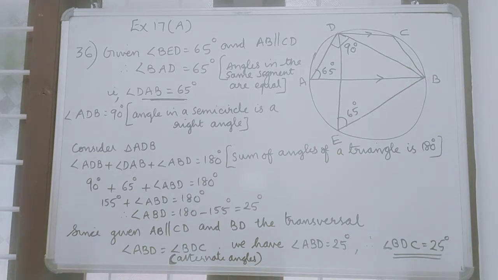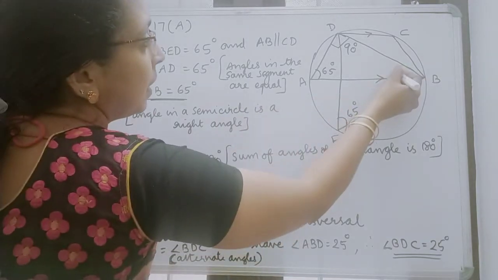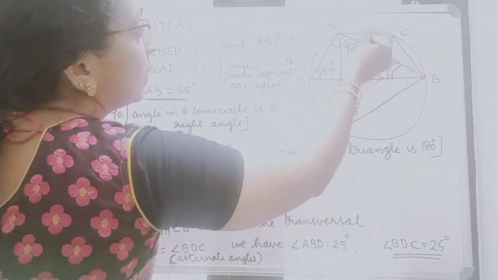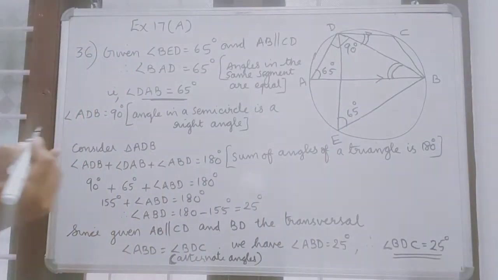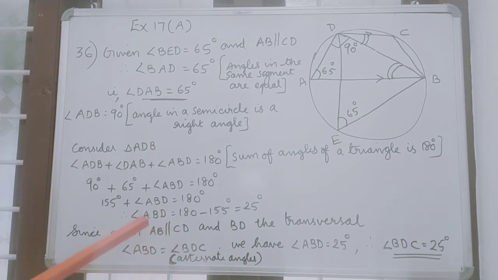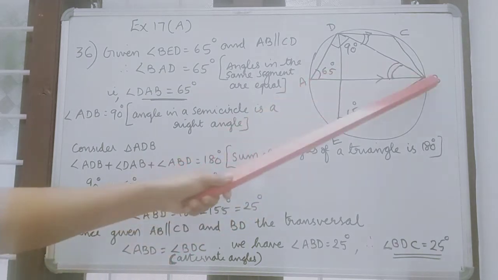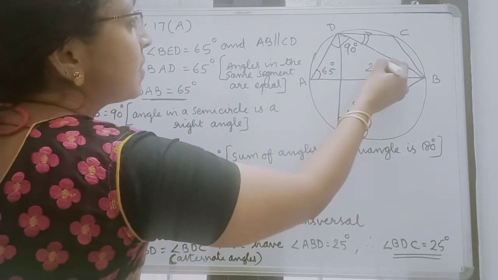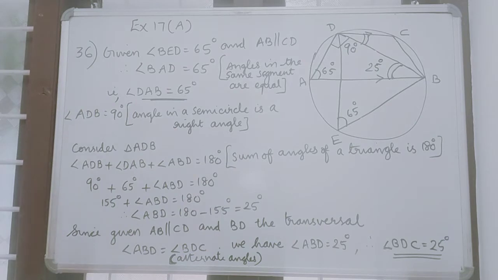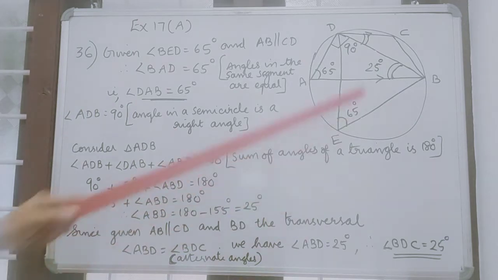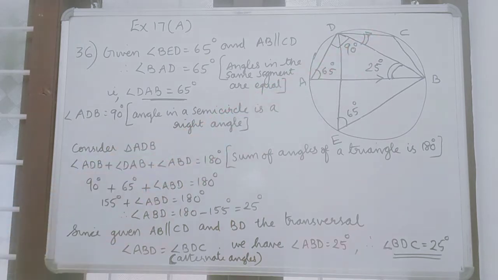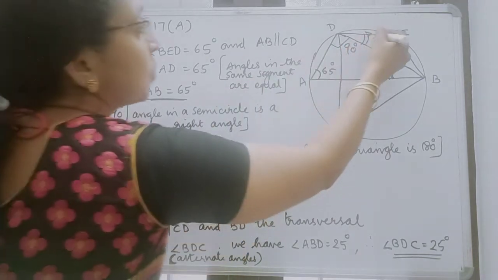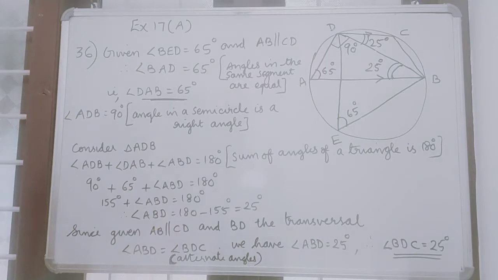So we can write ABD is equal to BDC. We got ABD as 25 degrees. So what about this? Since these two are equal, ABD and BDC are equal, we can write this BDC also as 25 degrees. That only we want to prove.